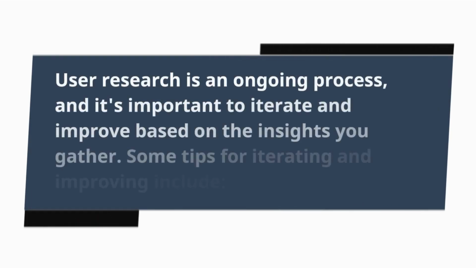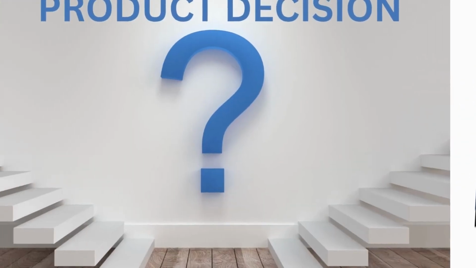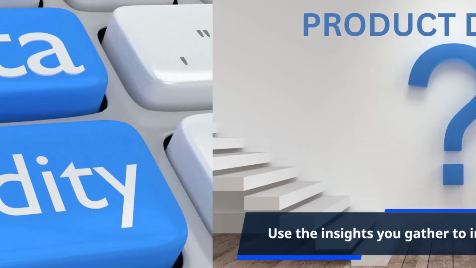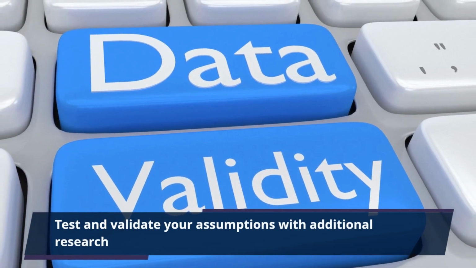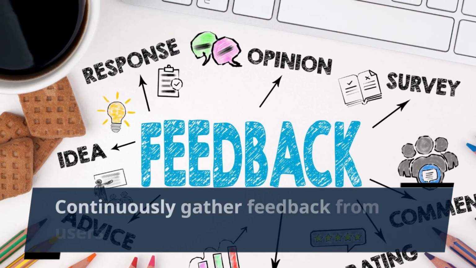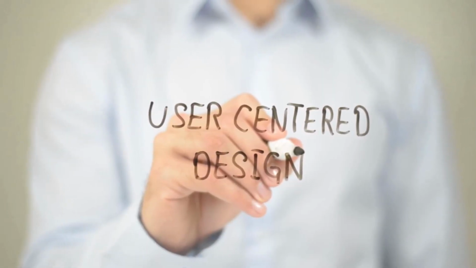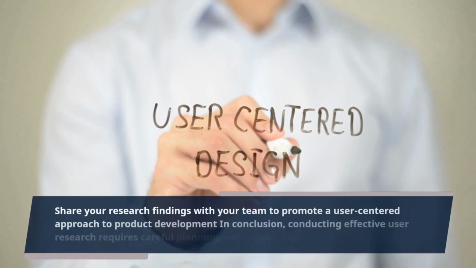Iterate and improve. User research is an ongoing process, and it's important to iterate and improve based on the insights you gather. Some tips for iterating and improving include: use the insights you gather to inform product decisions. Test and validate your assumptions with additional research. Continuously gather feedback from users to improve your product. Share your research findings with your team to promote a user-centered approach to product development.